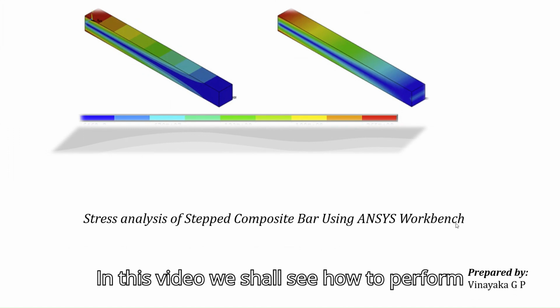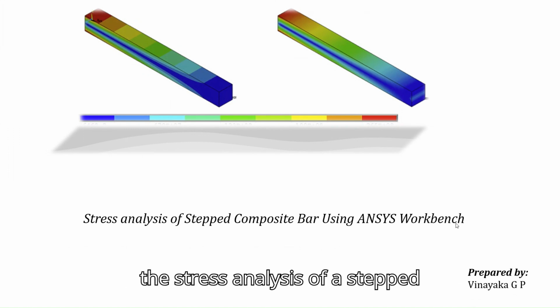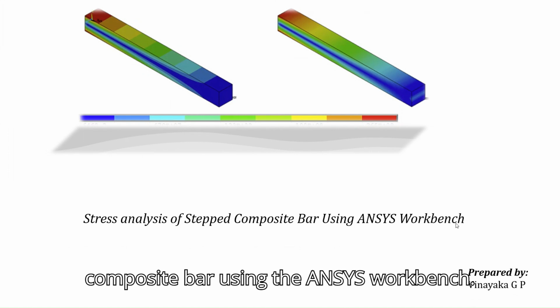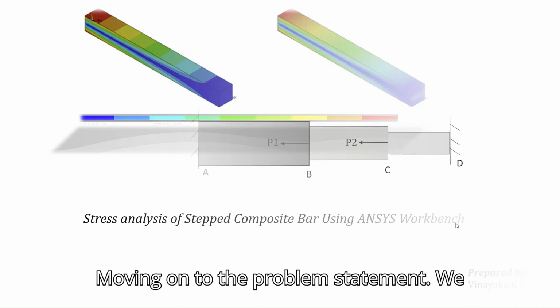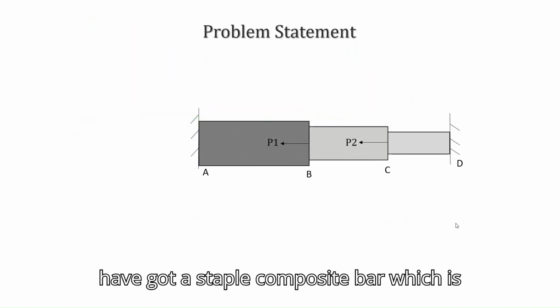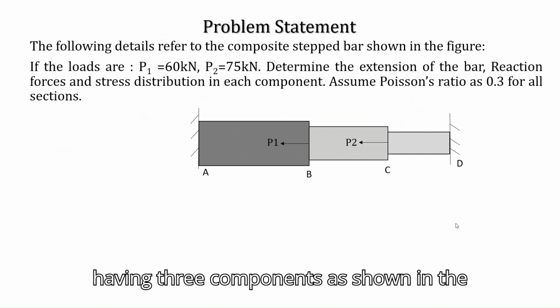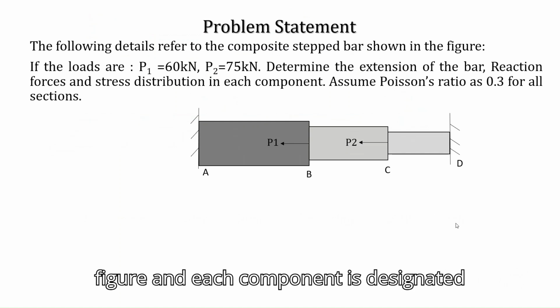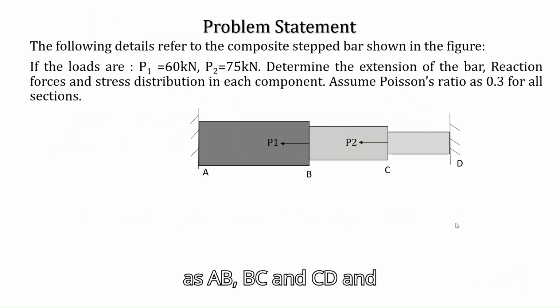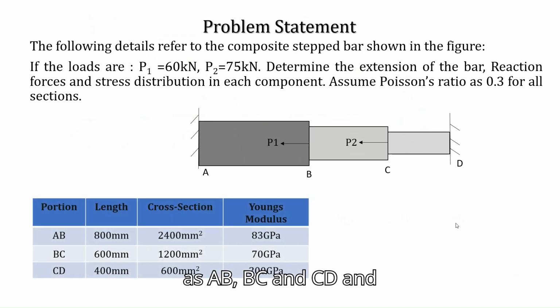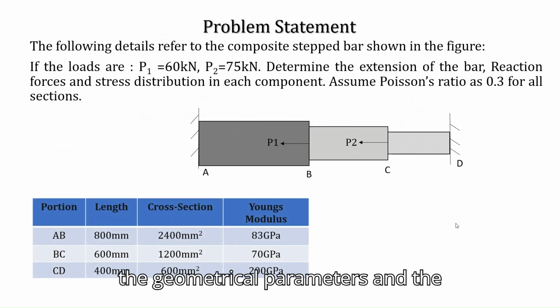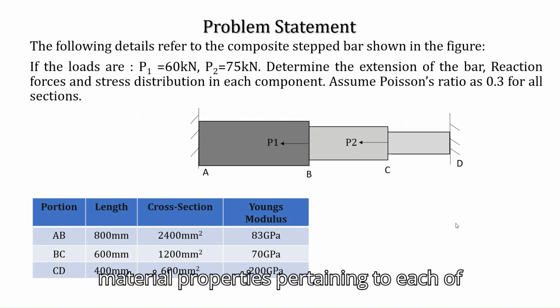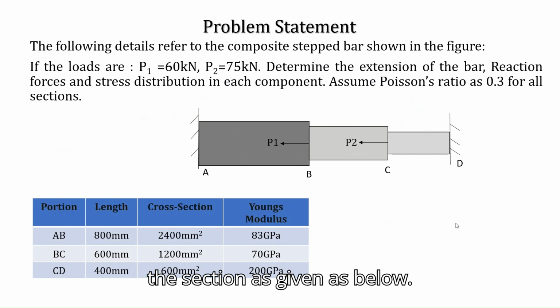In this video, we shall see how to perform the stress analysis of a stepped composite bar using the ANSYS Workbench. Moving on to the problem statement, we have a stepped composite bar which has three components as shown in the figure, and each component is designated as AB, BC, and CD. The geometrical parameters and the material properties pertaining to each section are given below.